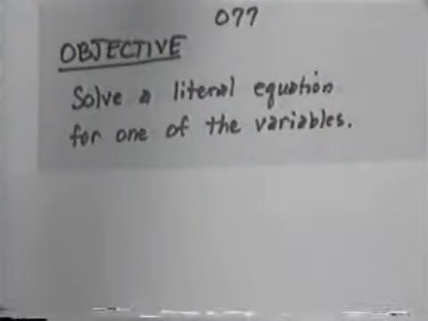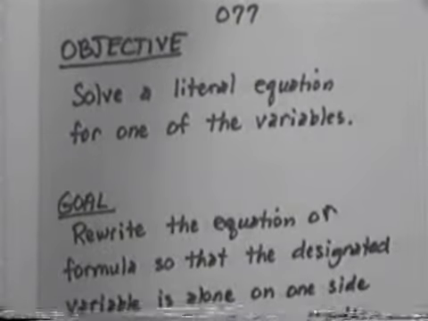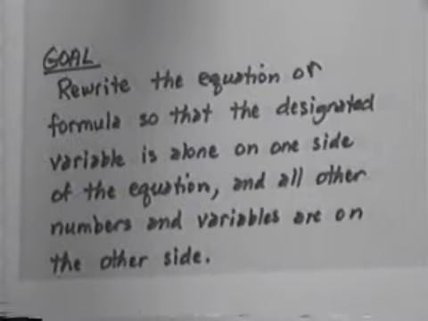The objective on this tape is to solve a literal equation for one of the variables. Since a literal equation has more than one letter in it, it has more than one variable. So we'll be getting one of the variables alone. Our goal is to rewrite the equation or formula so that the designated variable is alone on one side of the equation and all other numbers and variables are on the other side.